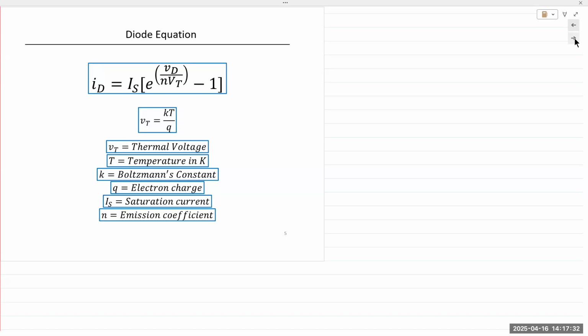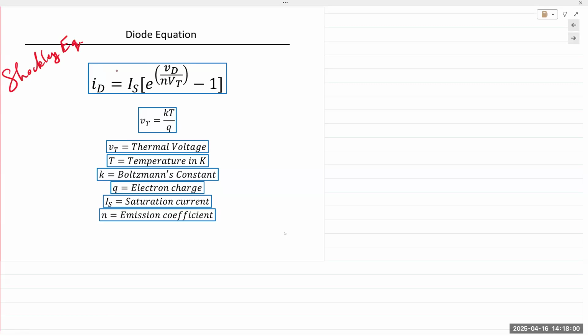Okay, so the diode equation. This is the fundamental equation that describes the relationship between a diode voltage and diode current. This is also known as the Shockley equation, named after William Shockley. He was one of the three co-inventors of the bipolar junction transistor. That's the first solid-state device that was displayed in the world.